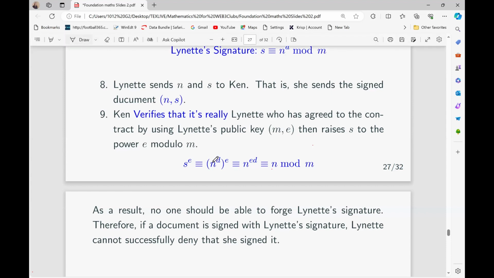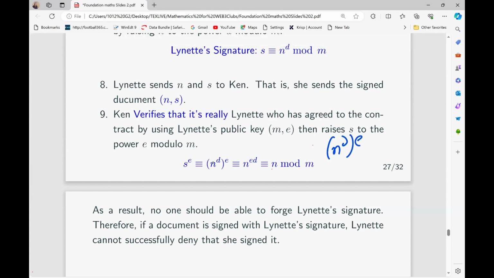So for you, just take the message she sends to you, which she had already raised to D. So you only need to raise it to E. And it's how we calculated that D was the inverse of E. So you just raise it. You'll get a very big number and use the fast powering algorithm. Reduce this and see whether you get N by use of fast powering.